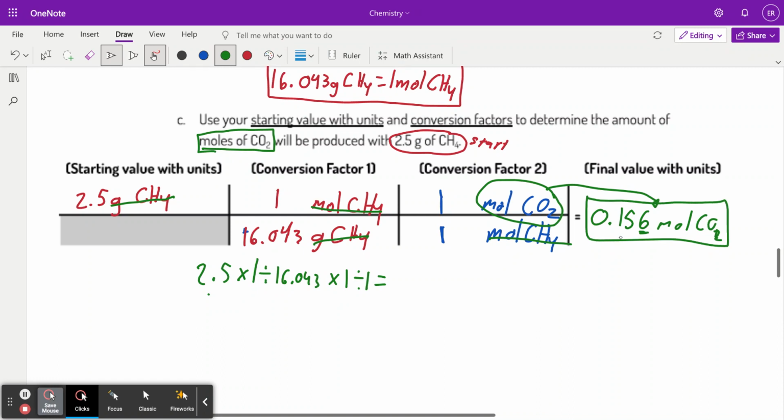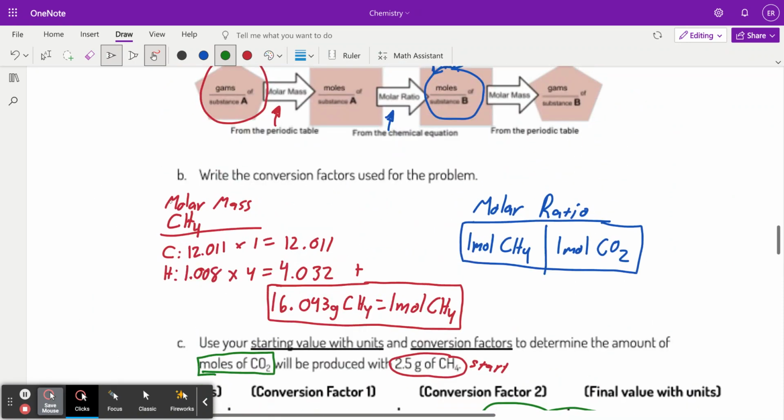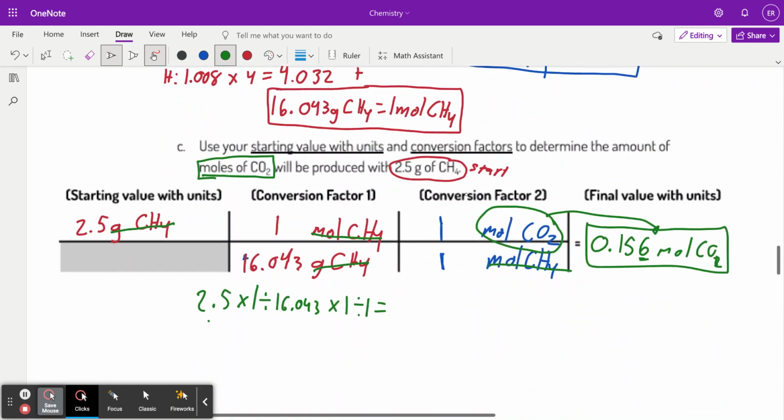Okay, so you've already seen all of this. Trust yourself. Go through it. If there's something that you forgot how to do, go back to those notes. Molar mass, go back to those notes. Molar ratio, go back to those notes. And then just put it all together. Remember, the most important thing is that the units cancel out. That will tell you what order you put everything in.